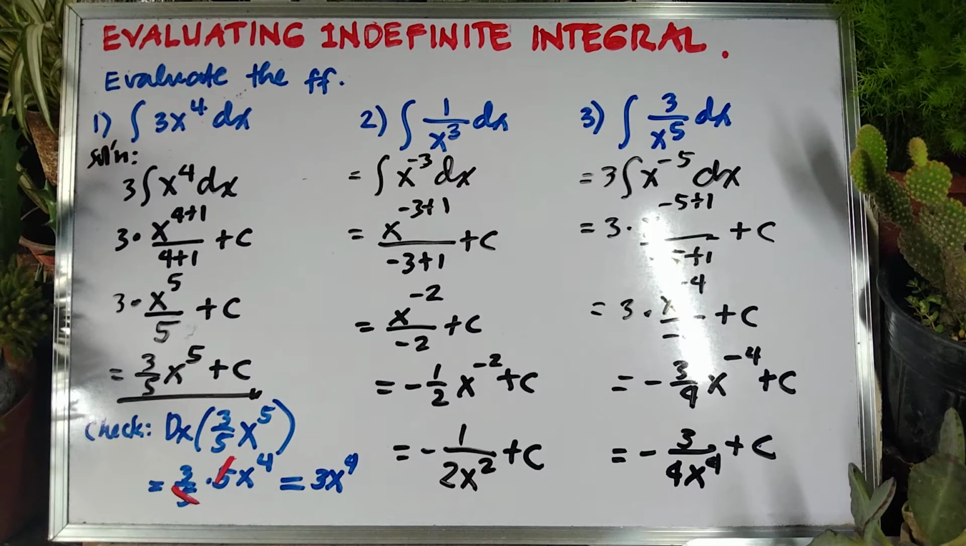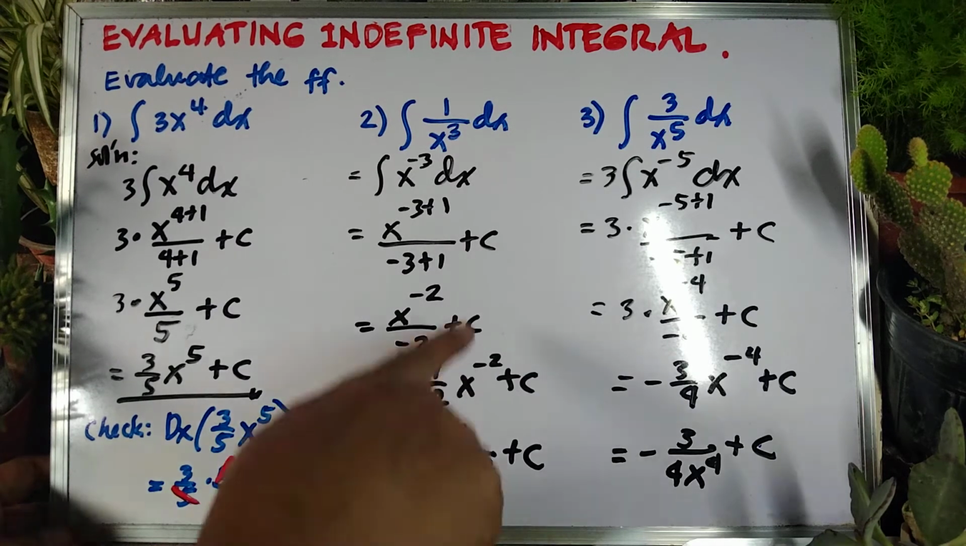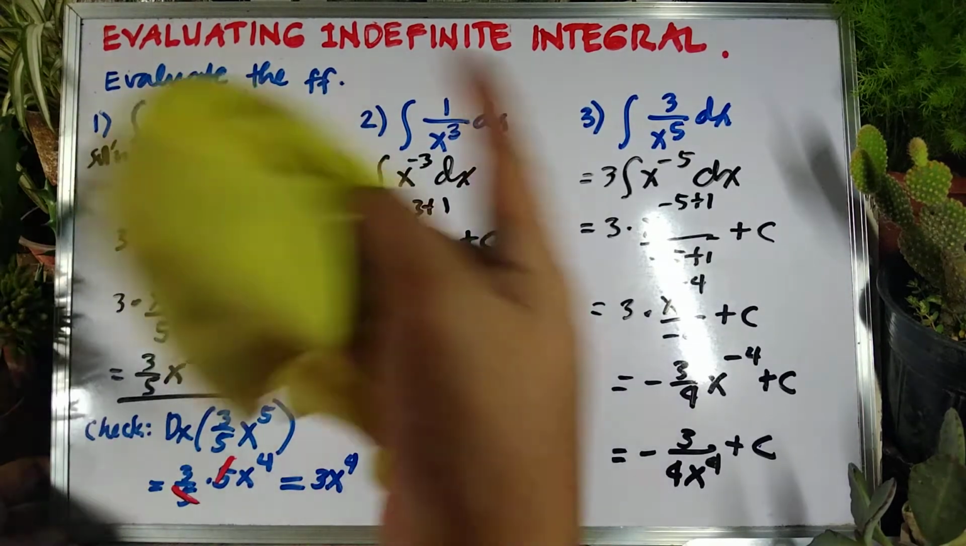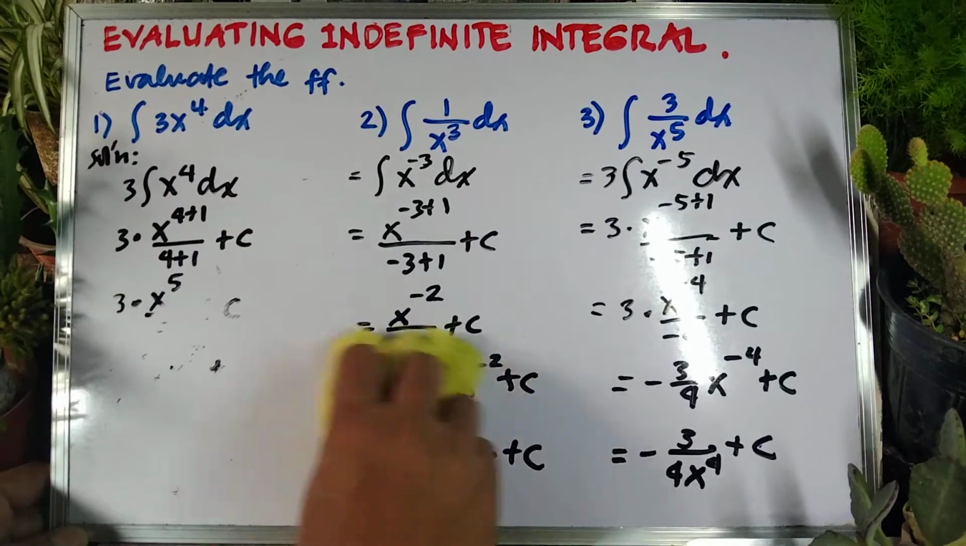Any questions, class? None so far? Now, let's move on to another example. If you want to check, you will know it is correct when you take the derivative of the answer, and the derivative is the given. Which is, if you want to check this, our answer is still correct.